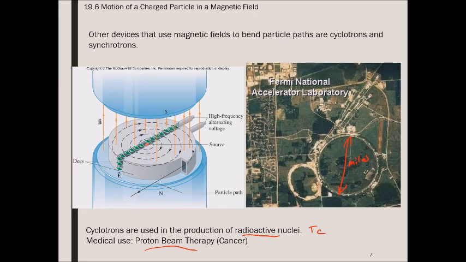Both are called cyclotrons. And here the electric field in between these two halves is what accelerates the particles, and then we use the magnetic field to get the protons to come back around. Each one of these things is called a D because they look like a D.